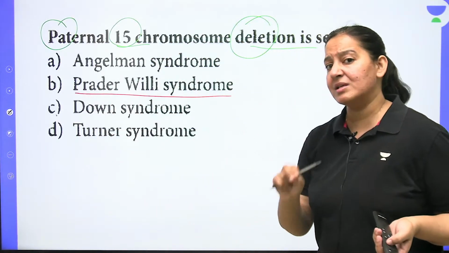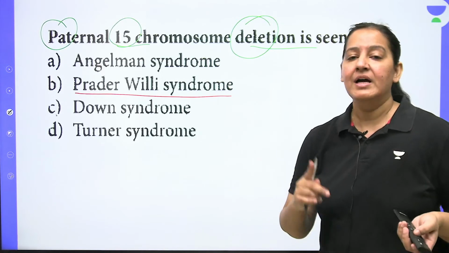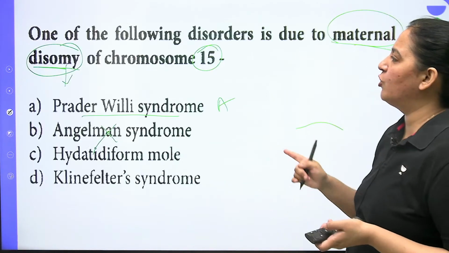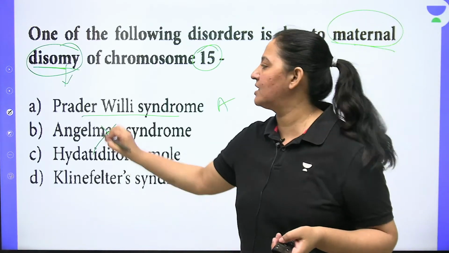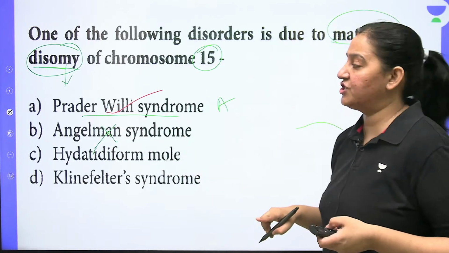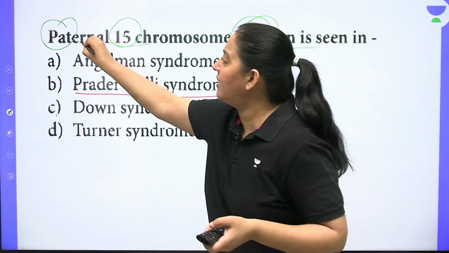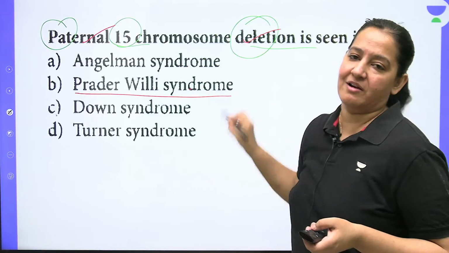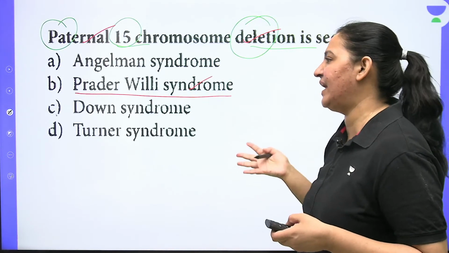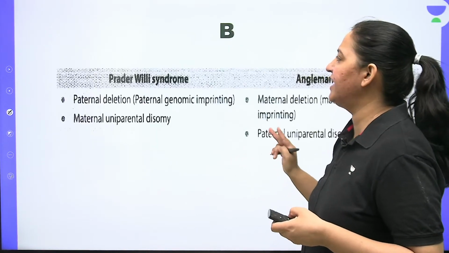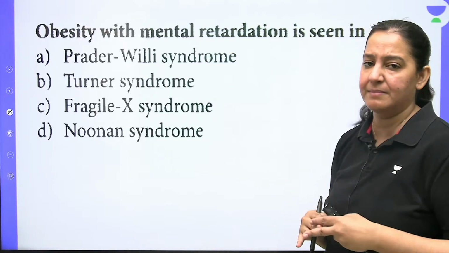So the examiner has asked you the same question in two different ways. In the first question, the examiner asked you maternal disomy. So the answer is Prader-Willi. And in the second question, the examiner asked you paternal deletion. So again, the answer is Prader-Willi. So you can see how beautifully the examiner is changing the question to change the answer. Give me a thumbs up.